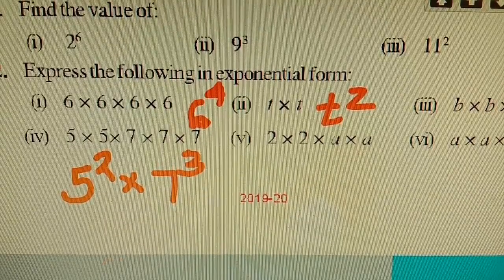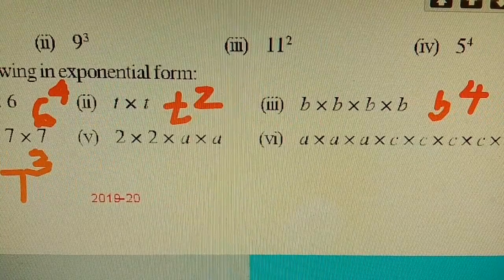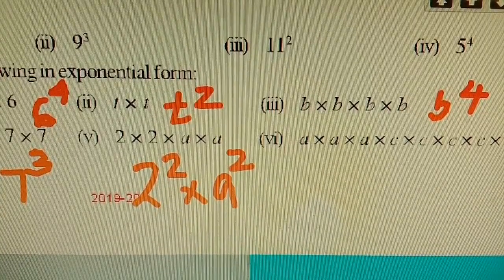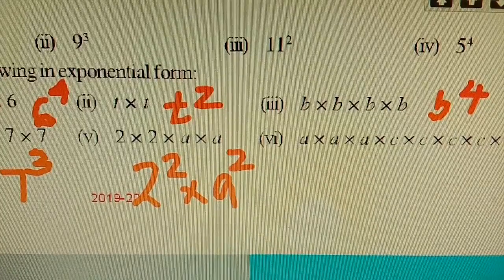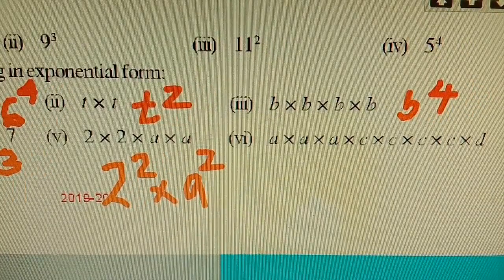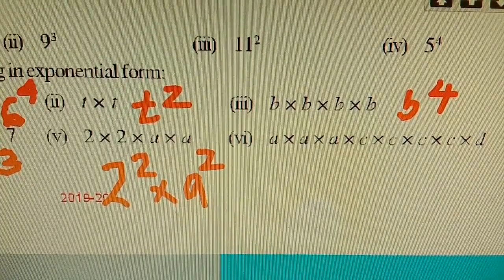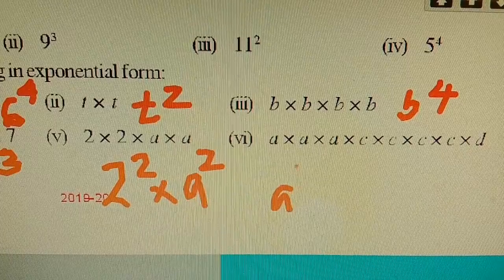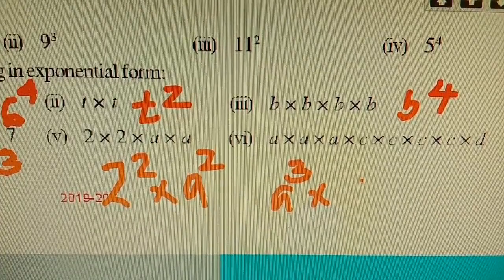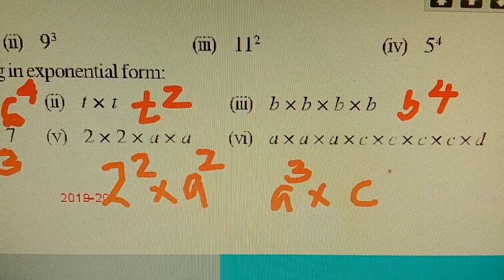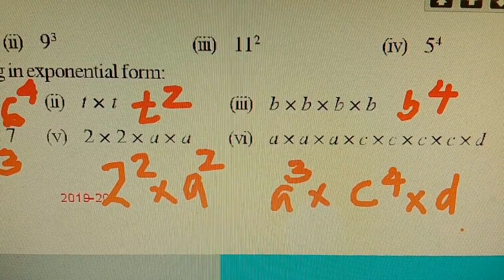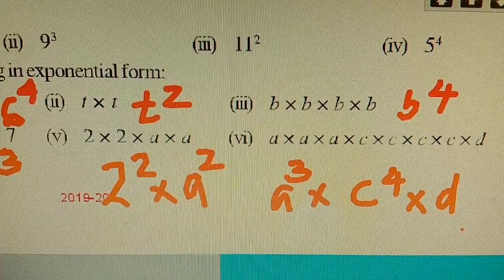Next one. 2 two times and A also 2 times. So 2 square times A square. Next one. How many A's are there? 3 A's. So A to the power of 3, and 4 C's, okay, so C to the power 4, and 1 D is there. So A to the power 3 into C to the power 4 into D. That is the answer.